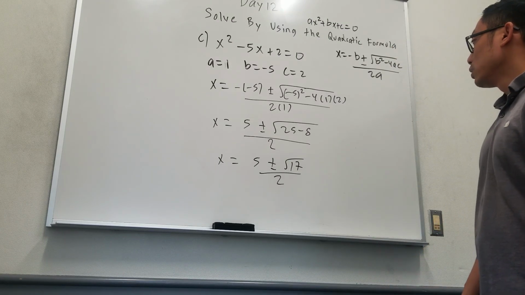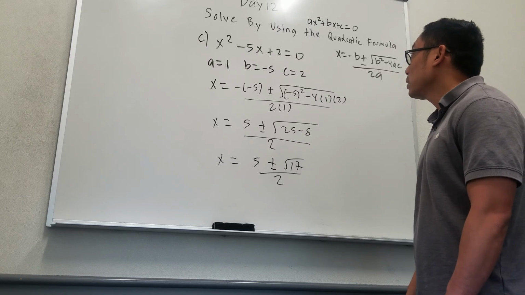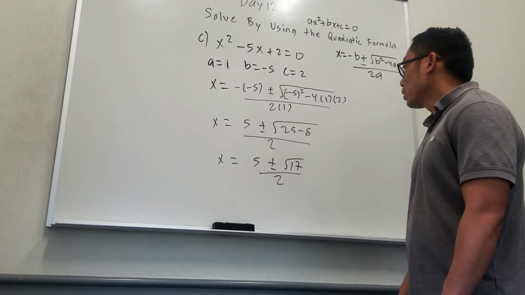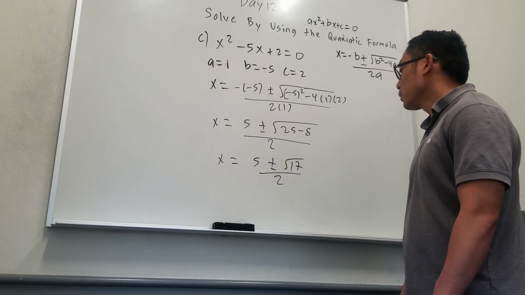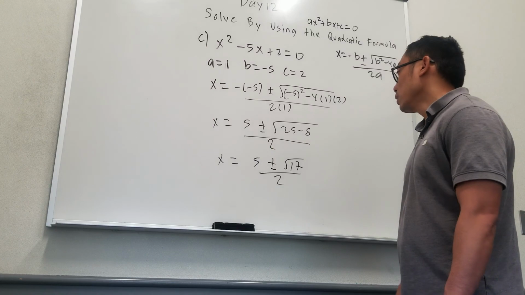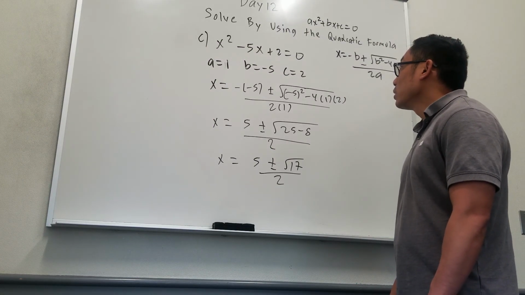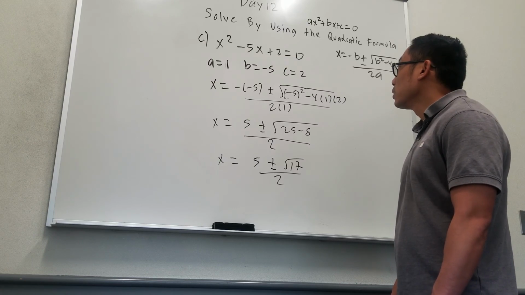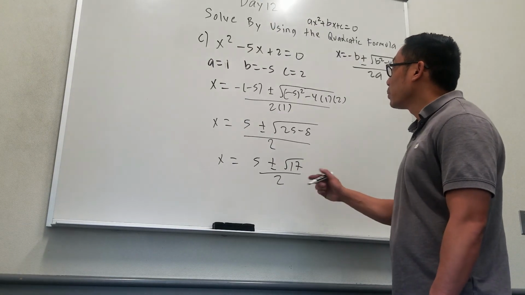It doesn't simplify. If this was 16, then we could simplify, but 17 is a prime number, so we can't do anything about that. Oh yeah, because it's a prime number. That's true. So that's why we can't do anything about it. We just have to leave it. It's probably a better word to say it's not a perfect square.